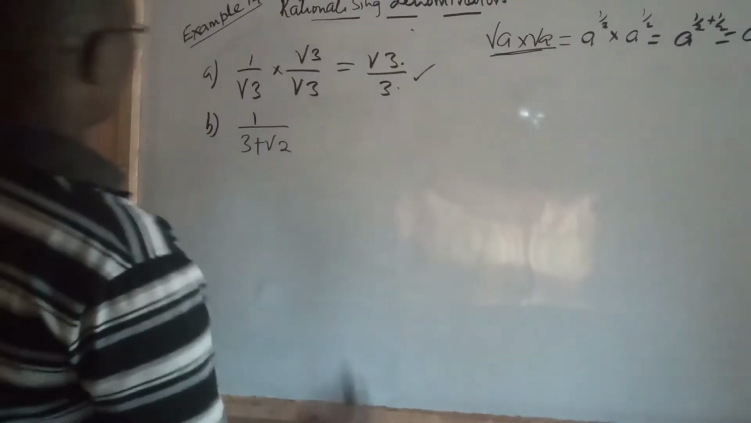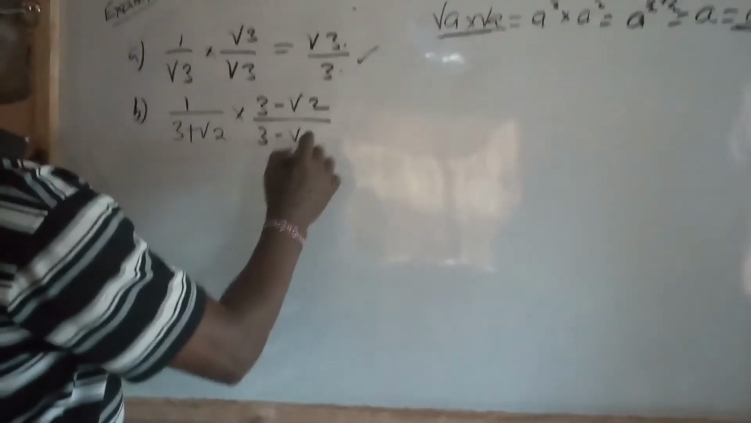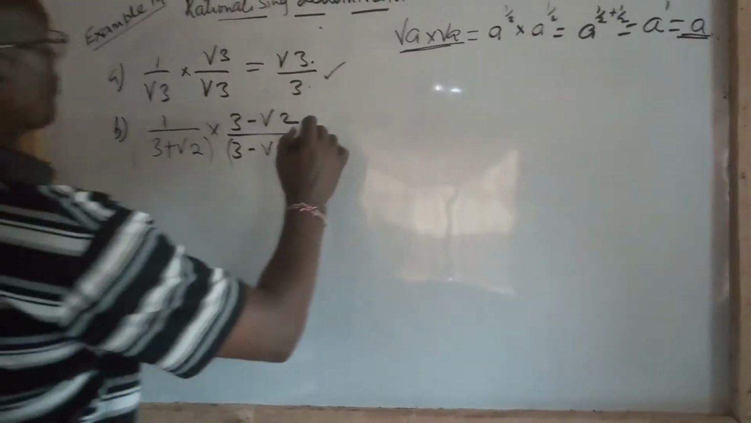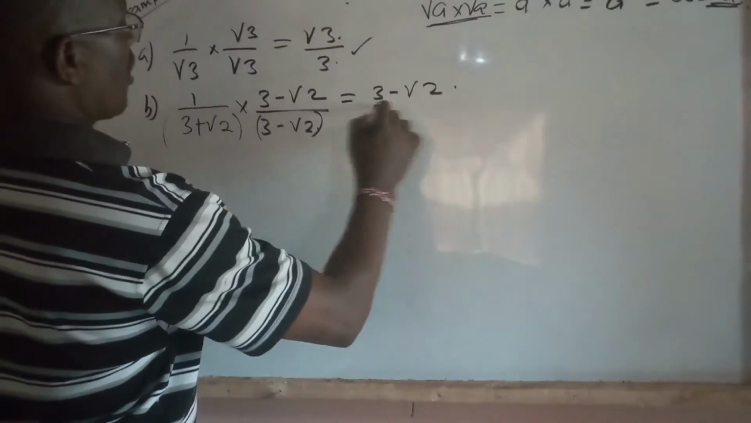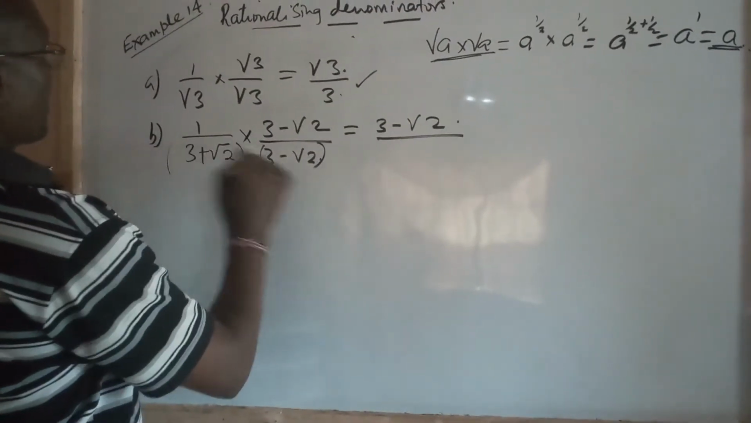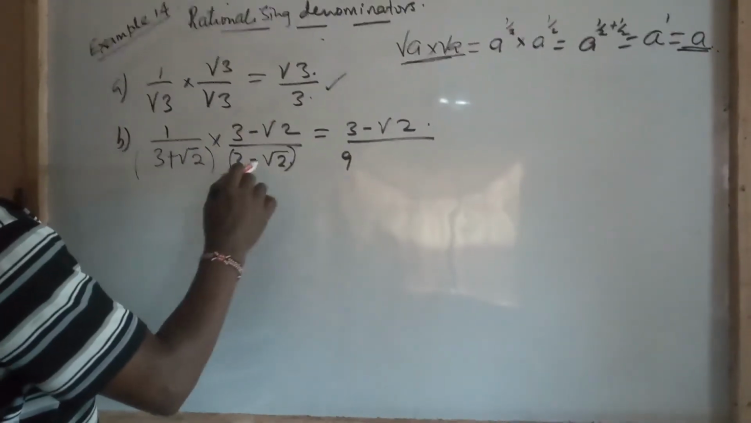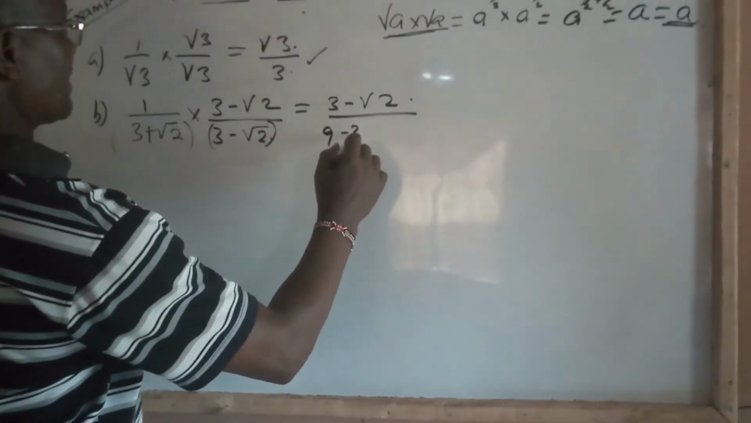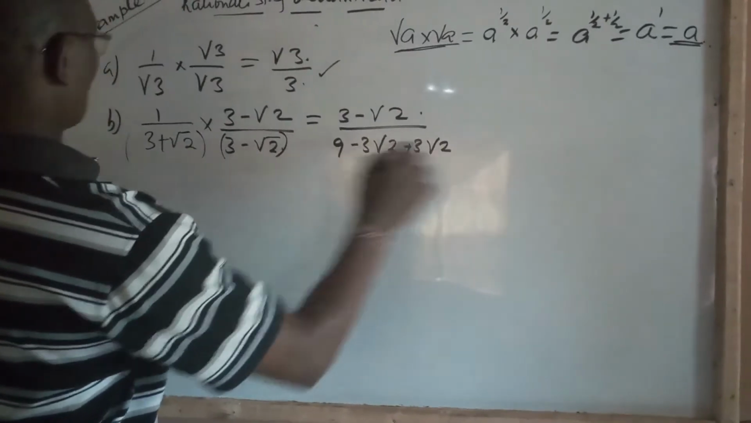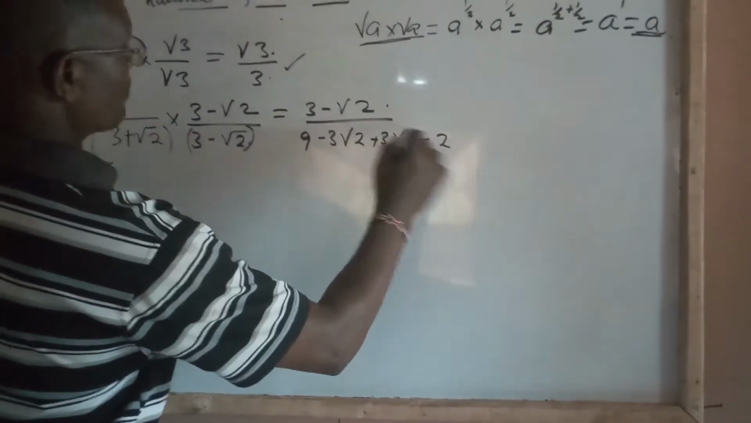Look at part B. Part B, we have 1 over 3 plus root 2. The conjugate of the denominator is 3 minus root 2 over 3 minus root 2. Now 1 times 3 minus root 2 remains 3 minus root 2 on top. But for the denominator, we need to open the brackets the way we normally do. So 3 times 3 is 9. 3 times minus root 2 gives minus 3 root 2. Root 2 times 3 gives plus 3 root 2. Root 2 times minus root 2 is minus 2.